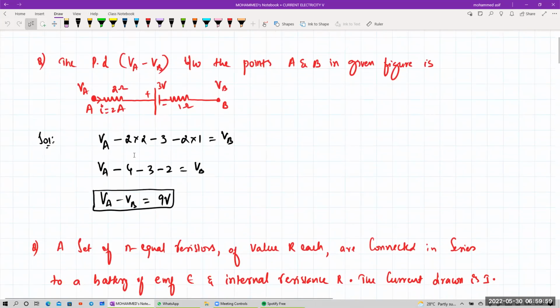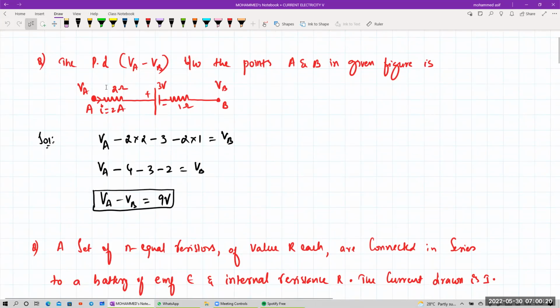The first question: the potential difference VA minus VB between the points A and B in the figure will be equal to how much? This is the given circuit. Point A, point B. In between there is a resistance of 2 ohms, then a cell of 3 volt, and again one more resistance of 1 ohm. The current passing is 2 amperes. It asks to calculate VA minus VB.